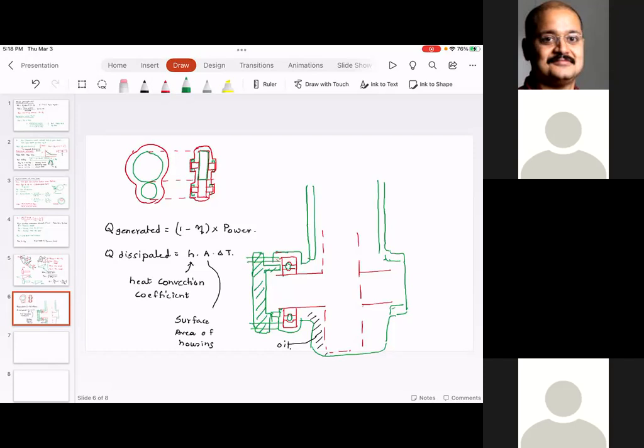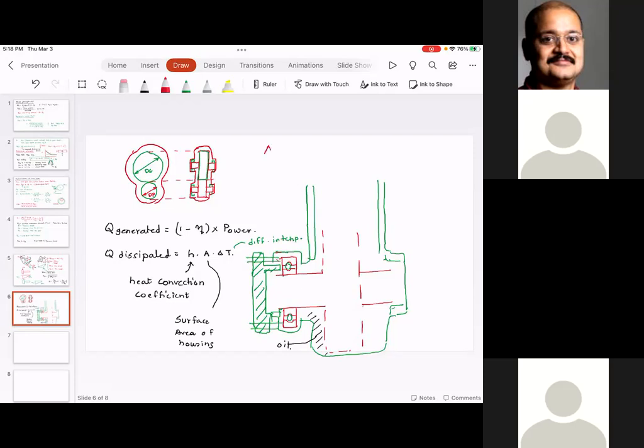And delta T is the difference in the temperature. So let's take an example that you have a gear, you designed the gear, and this is the diameter of the gear, dg. Then you have this diameter of pinion, dp. Now let's look at the housing. Housing should be able to cover at least the area of the gear.